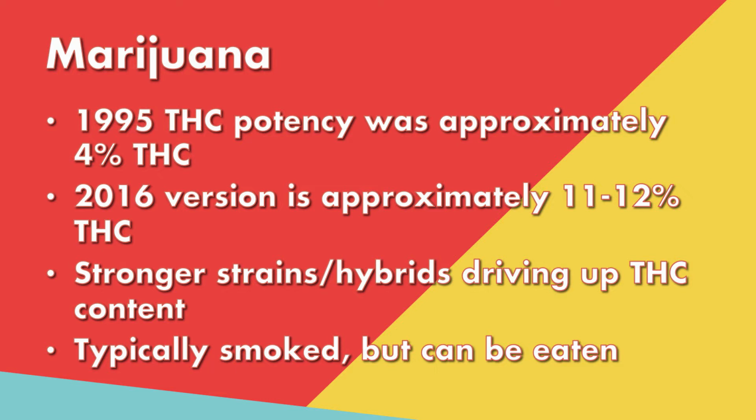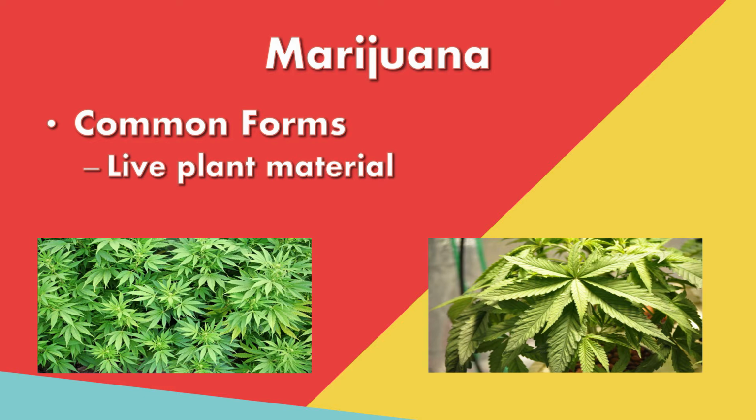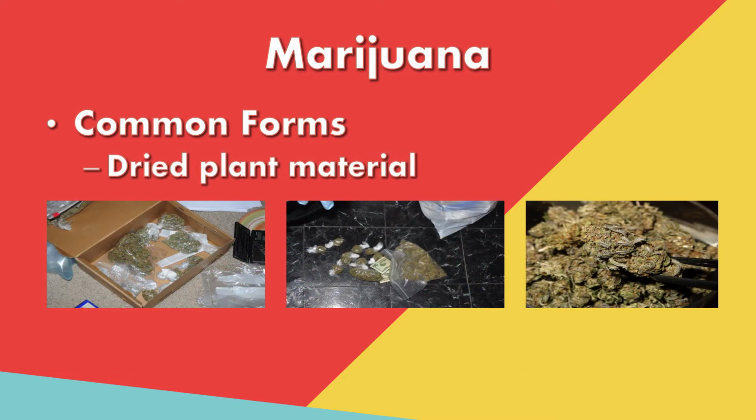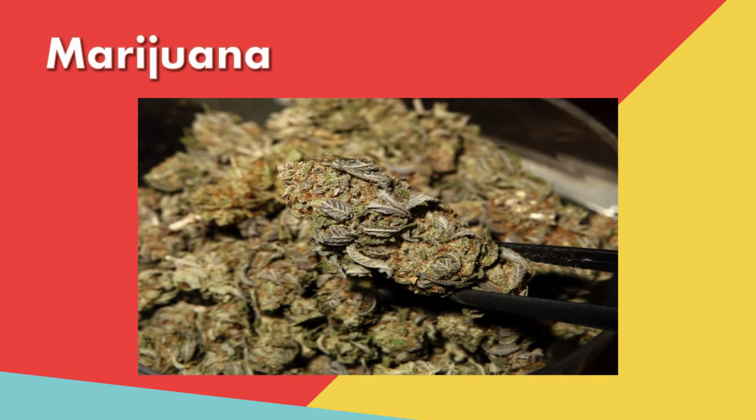We also know that marijuana is typically smoked, but it can be eaten, and it can be used in vaping devices as well. Here's a picture of live plant material, or live marijuana plants. And here's a picture of dried plant material, usually dried after a period of time and then smoked. Here's a picture of a bud of marijuana.